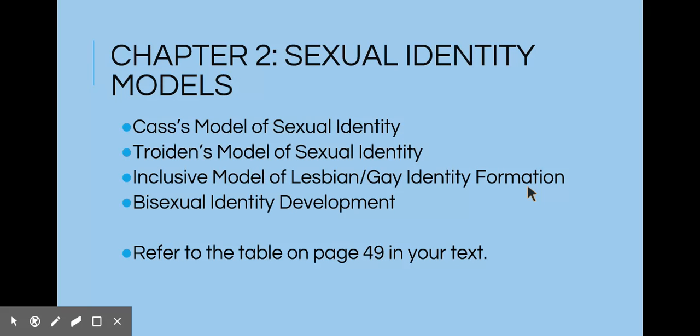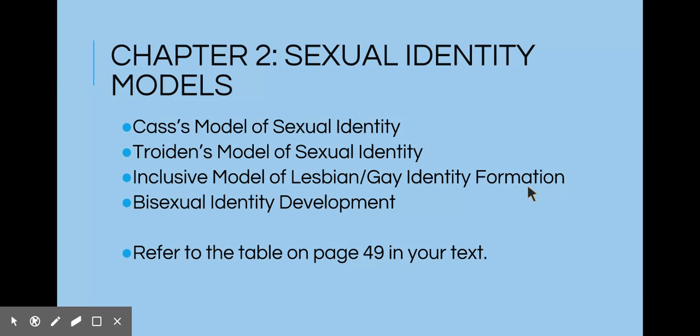So just to briefly cover the sexual identity model, since no group is covering that one, within your textbook, it talks about Cass's model of sexual identity, Troiden's model, the inclusive model of lesbian gay identity formation, and then the bisexual identity development model. And if you'll refer to page 49, there's a wonderful table that really just highlights the major similarities and differences between these four models.